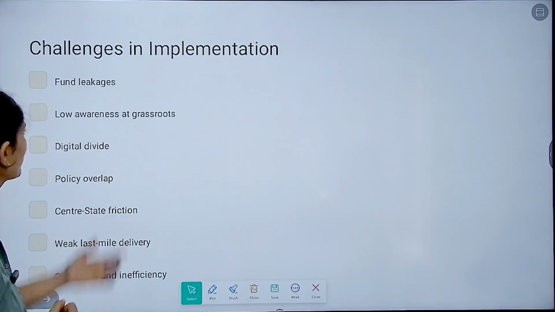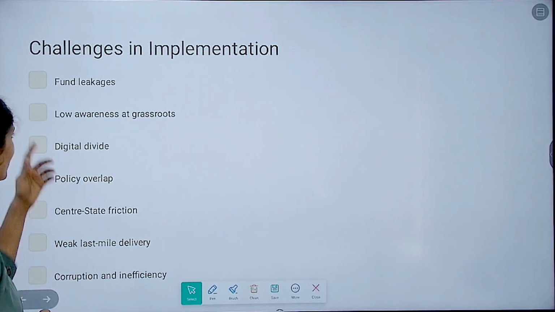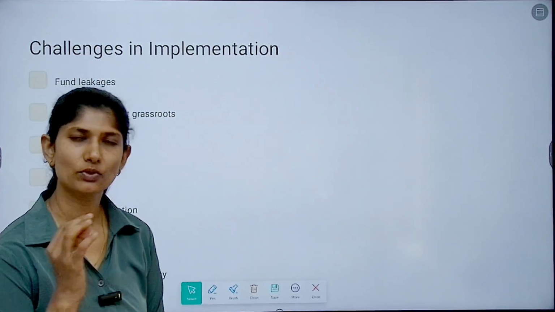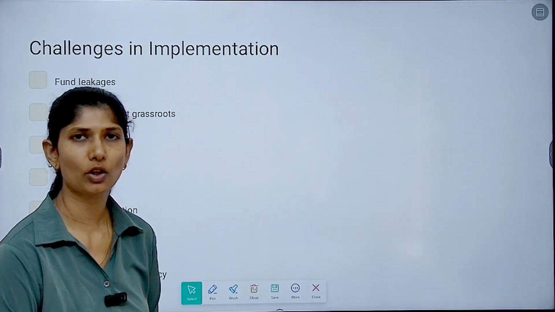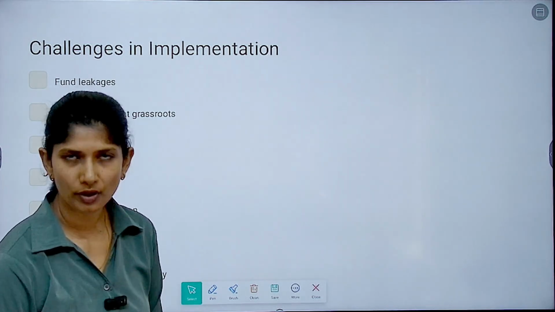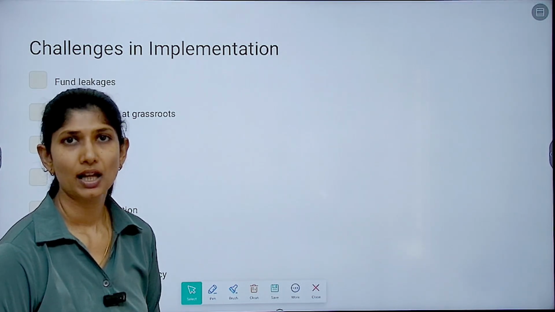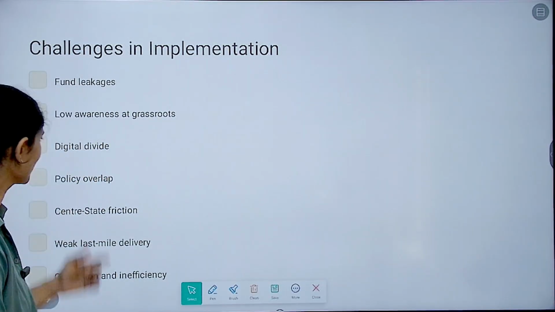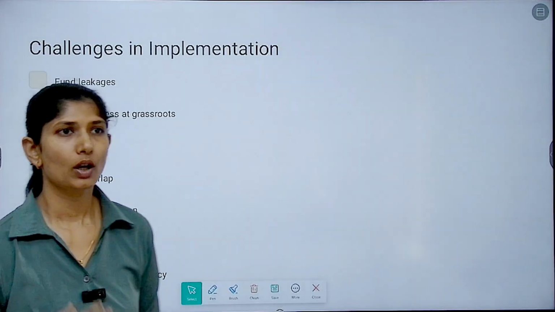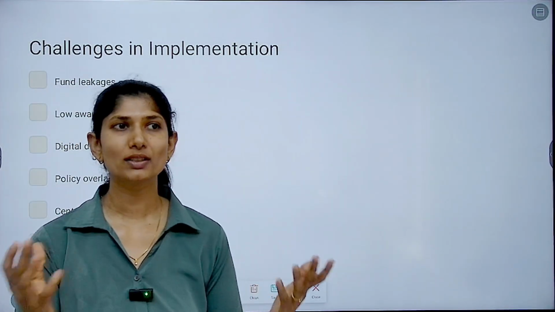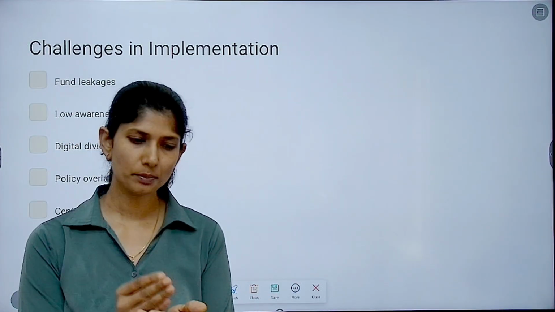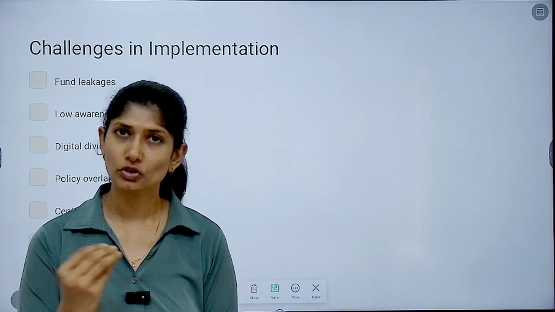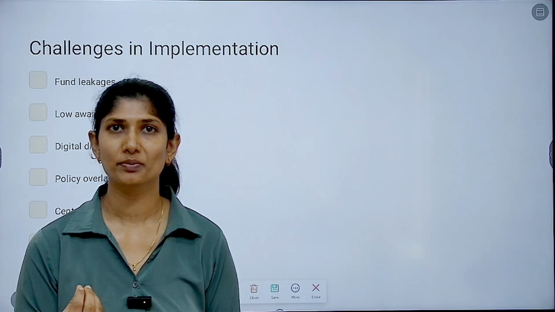First and foremost, fund leakages. Another thing is lower awareness at grassroots level. For almost all the schemes that we have discussed, we have spoken about the lack of awareness in rural areas, lack of awareness in general. Another thing is your digital divide. One main thing is policy overrides. For one particular issue, multiple policies are there. Again, among them also there is no interoperability.